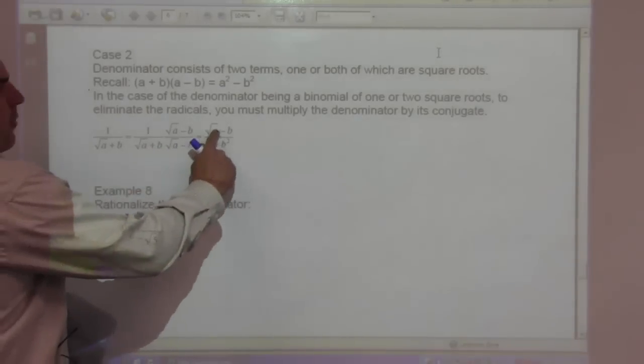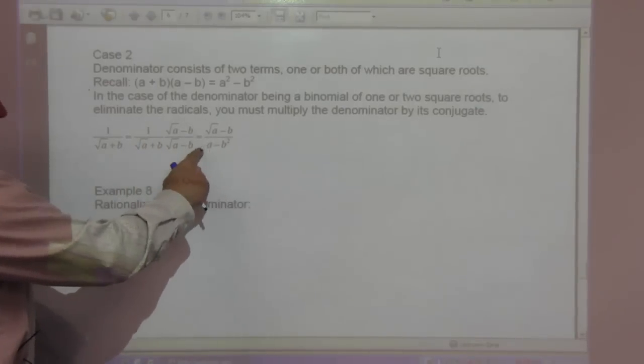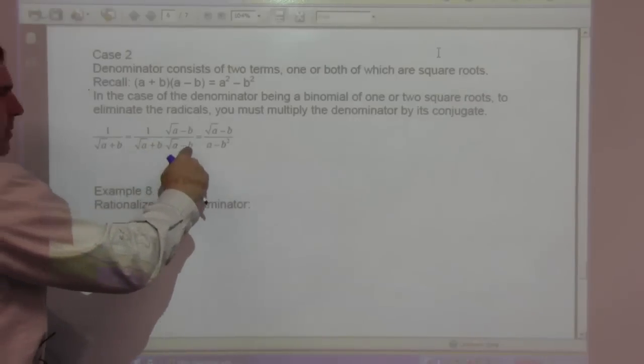Now you have the square root of a minus b on top, but down below, the square root of a times the square root of a is a. The middle step would subtract out because of the sum and difference. B times negative b is b squared.